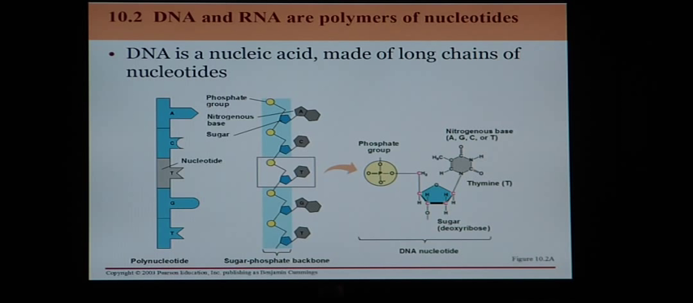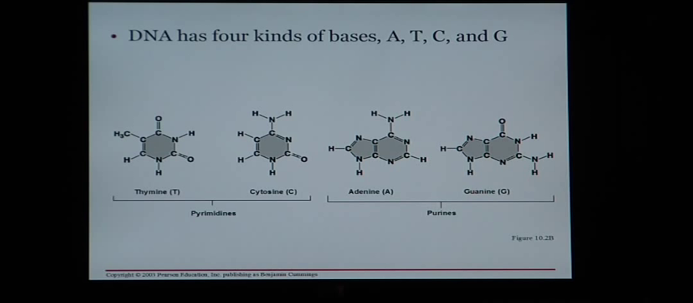make up DNA, what are called nitrogenous bases. The nitrogenous bases of DNA are these. DNA has four kinds of nitrogenous bases that are abbreviated as A, T, C, and G. The A stands for adenine. The T stands for thymine, the C stands for cytosine, and the G stands for guanine.